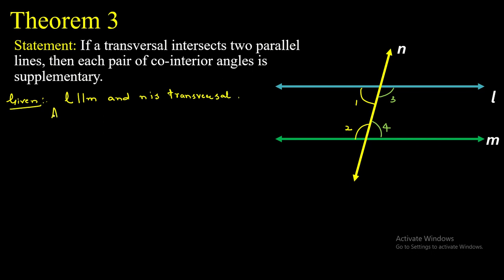Also, we mentioned in the figure that angle 1, angle 2 is one of the pairs of co-interior angles, and angle 3, angle 4 is another pair of co-interior angles. So angle 1, angle 2 and angle 3, angle 4 are co-interior angles.